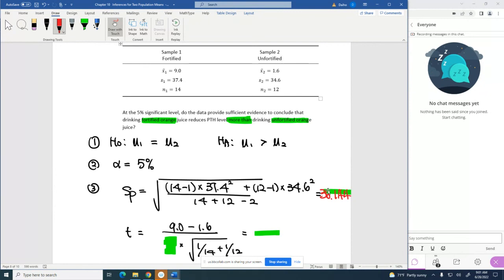It is S_P. Stella, did you get that? I only squared the top. Ah, okay. Then now we plug 36.144 here to get the test statistic, the t-score.